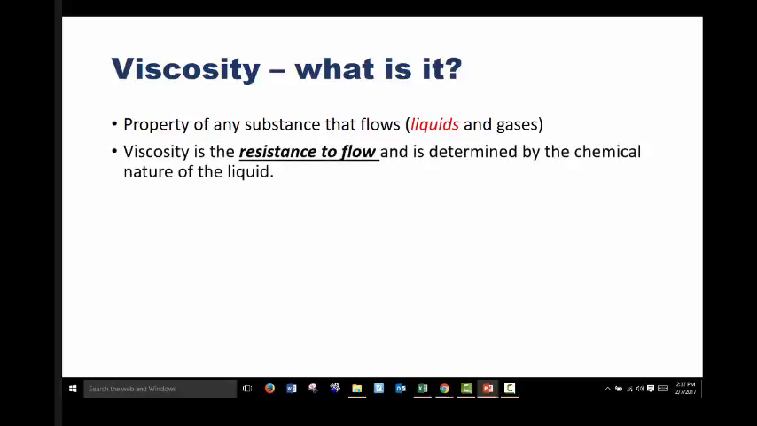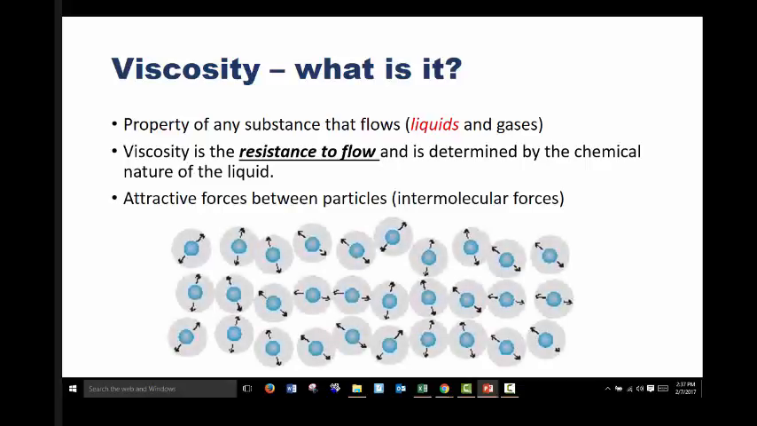Viscosity is best defined as the resistance to flow, and it's determined by the chemical nature of the liquid. Liquids have different chemical compositions, and therefore some liquids have stronger attractive forces between their molecules. We call these attractive forces intermolecular forces, meaning that they occur in between the molecules or the particles of the liquid. When intermolecular forces are strong, the liquid has a greater viscosity. Liquids that are more viscous, so the particles are held close to their neighbors, will experience more internal friction when they move, and therefore they will move more slowly.